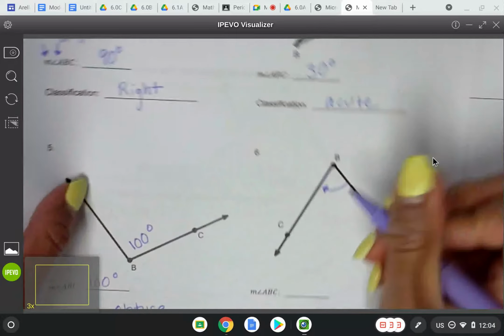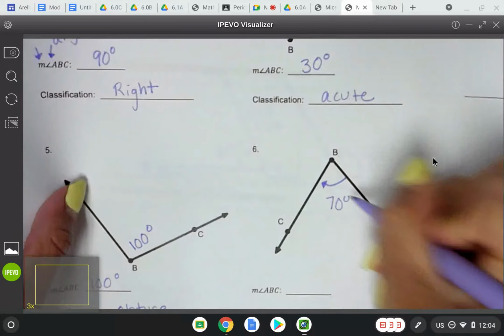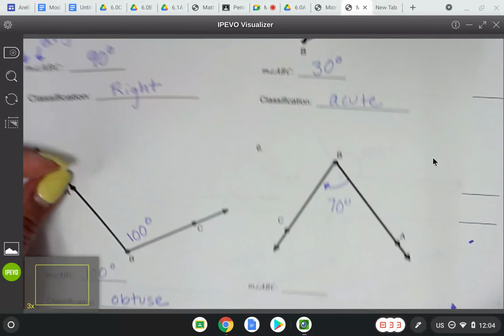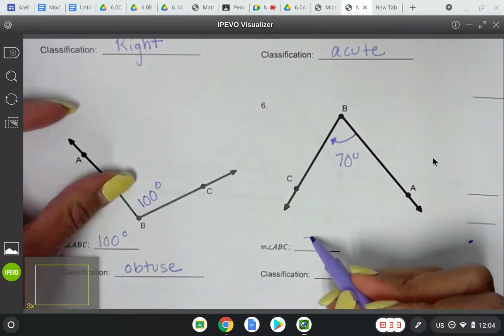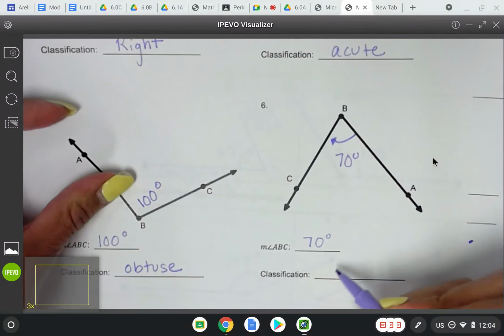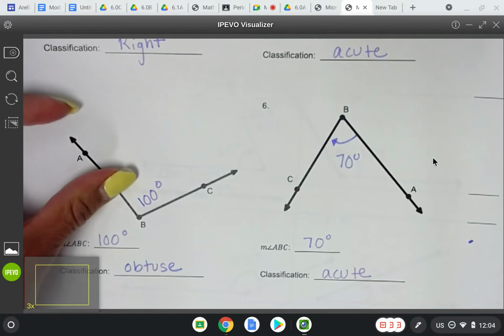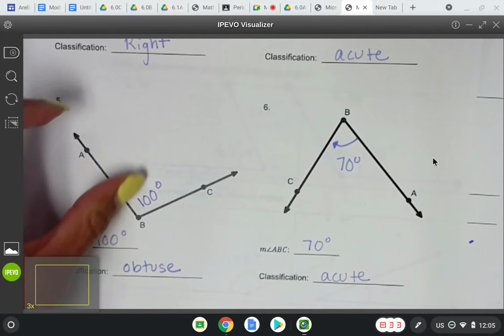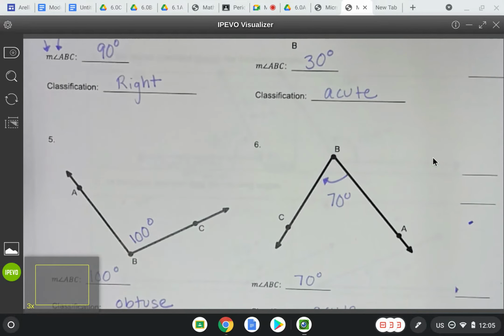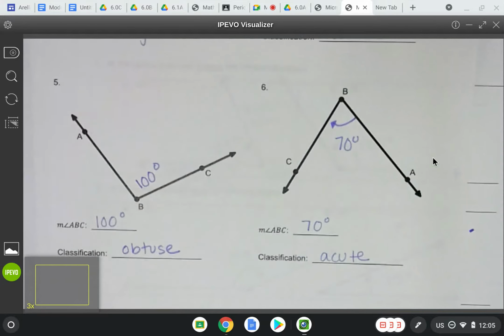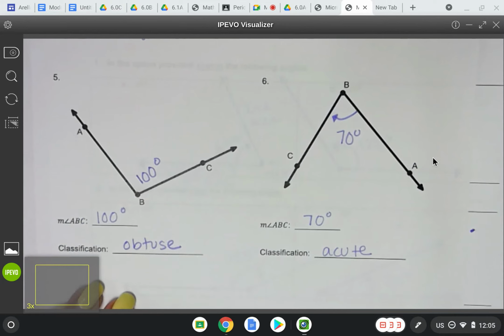Okay, so I'm going to label it with 70 degrees. And the measure of ABC is 70. Because it measures 70, this would be an acute angle. Okay, let's go to the next page. So page 16.